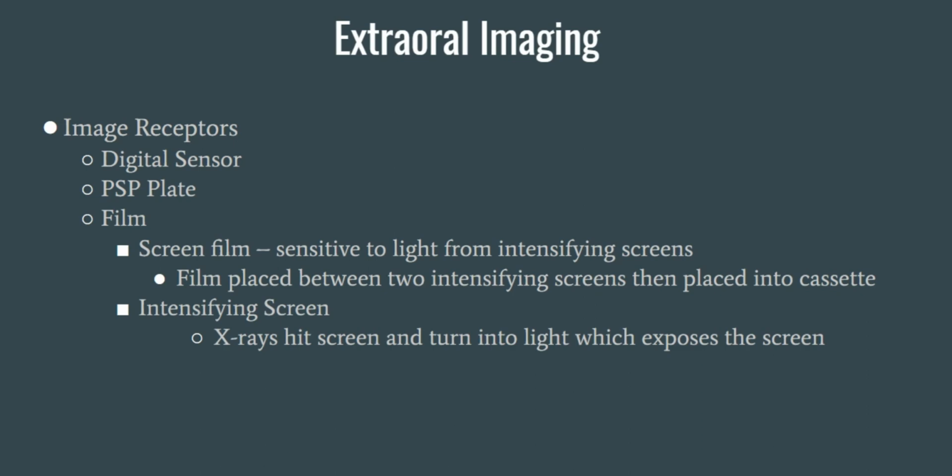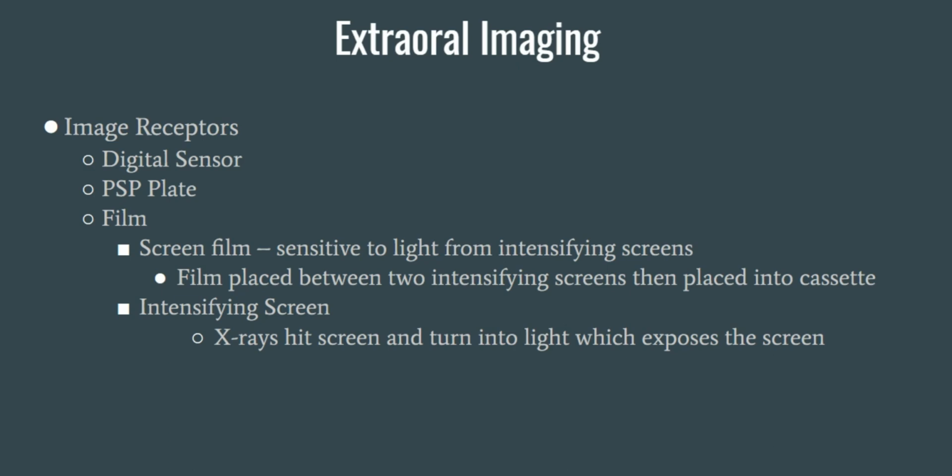So we have an intensifying screen. What is that? An intensifying screen is a thin sheet or layers of different types of fluorescent material. When the X-rays hit the intensifying screen, a portion of it is then turned into light, and the light exposes the film. This type of film uses visible light instead of X-rays to produce a film. So we need that intensifying screen that helps turn our X-rays into visible light.